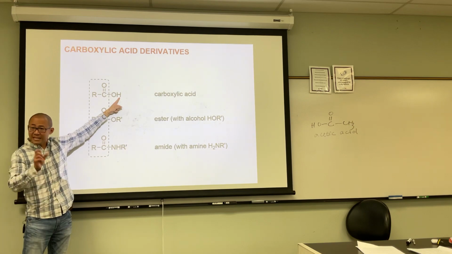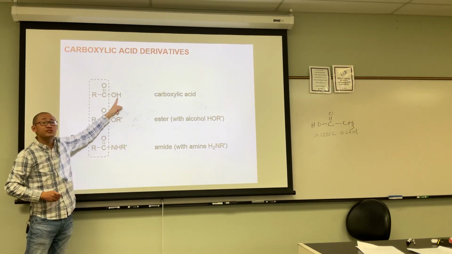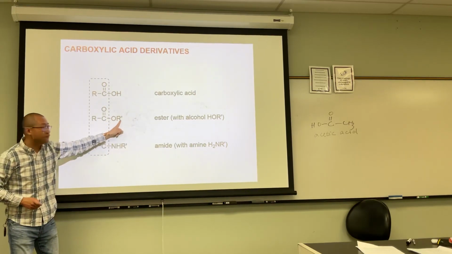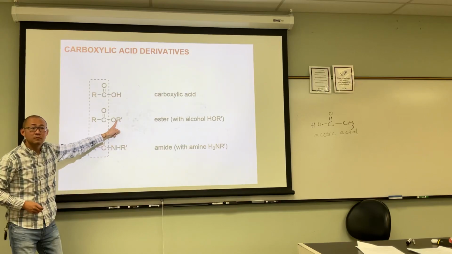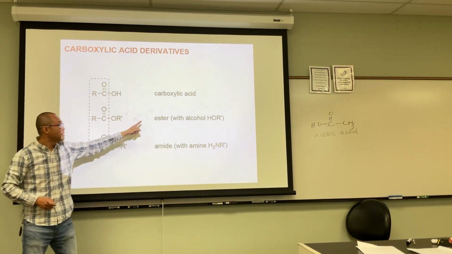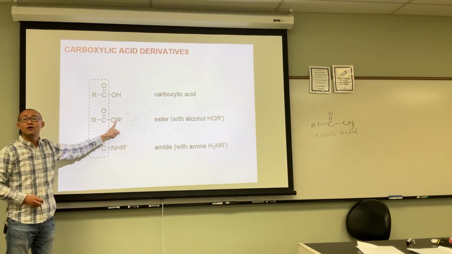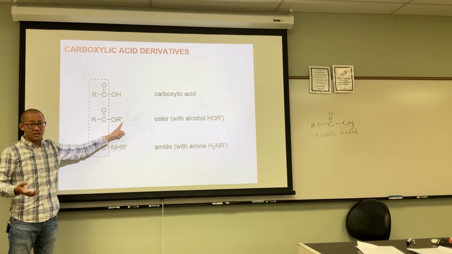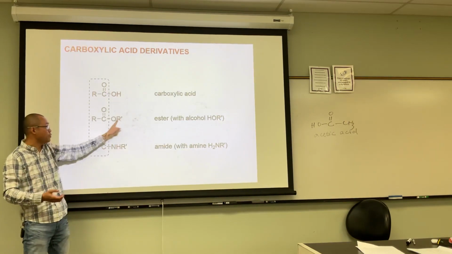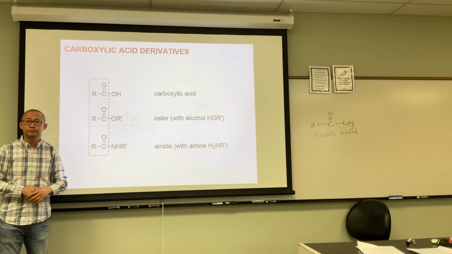Also in the same chapter 5, we studied if we replace the OH with OR, where's the OR from? Alcohol. Then we have an ester, RCO-OR. This is how an ester comes about. An ester is from an acid by replacing the OH with OR.